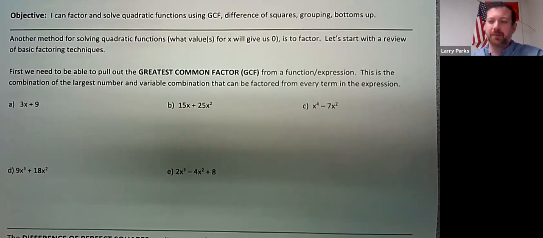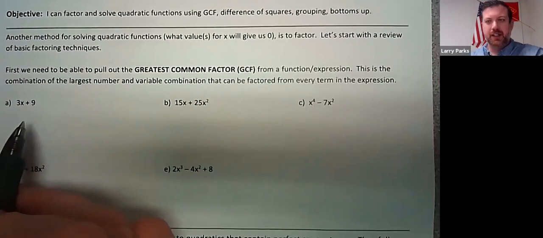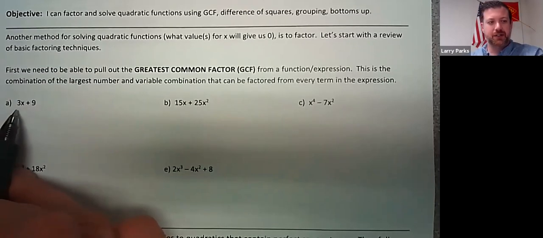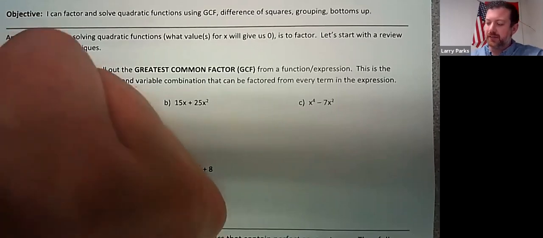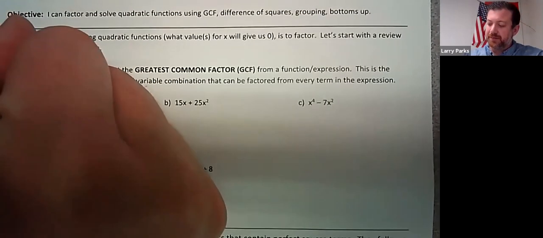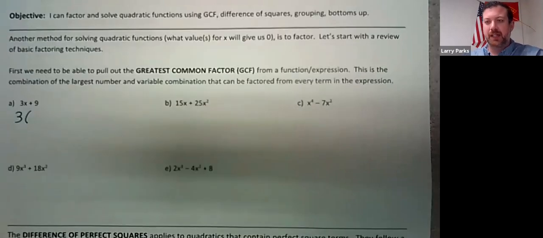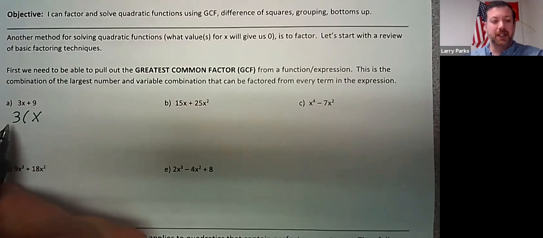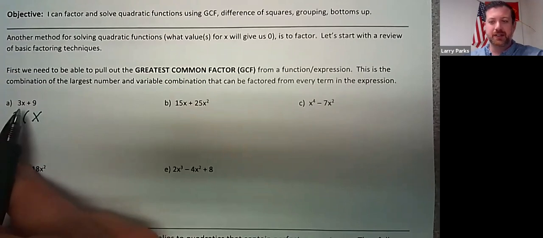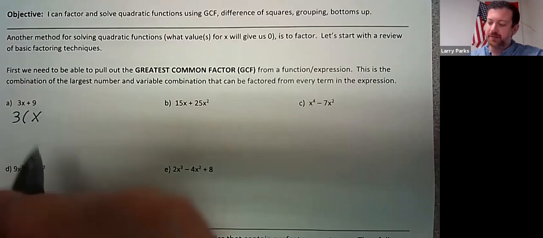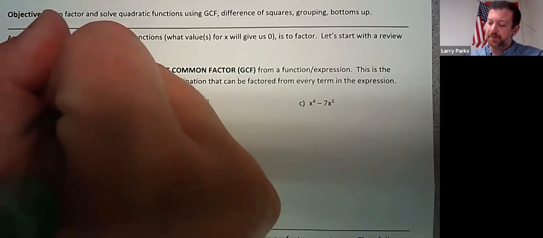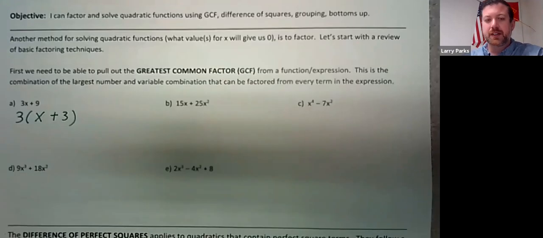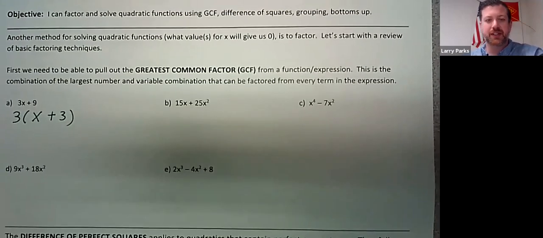On A, I look at this and I say GCF is 3 because 3 goes into 3, 3 goes into 9. So I factor it out. And then what am I left with? I'm left with an x because 3 times x is 3x. And then I'm left with a 3 because 3 times 3 is 9. So the first thing you always look for is GCF.